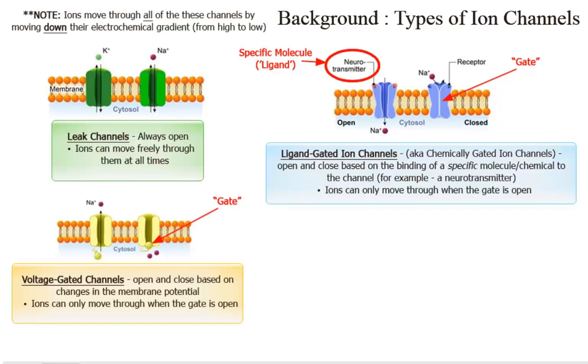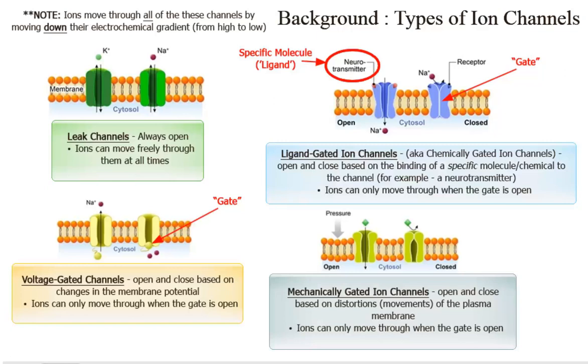There are also mechanically gated ion channels. These are ion channels that again have a gate which controls the ion movement, but in these channels, the gate is opened or closed based on movements of the plasma membrane. So if the plasma membrane of a cell is distorted, say for example like when you touch your skin, that distorts the plasma membrane of the skin cells underneath the area that you touch, and that would open up mechanically gated ion channels.